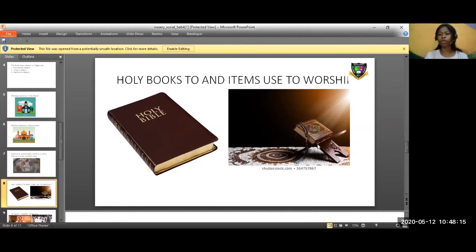Why do Muslims use the Quran and rosary? You can see the picture of a Quran and the rosary on it. Muslims use the Quran and rosary to worship.